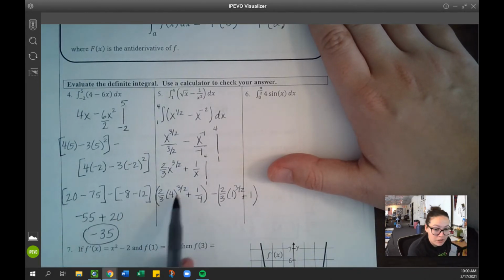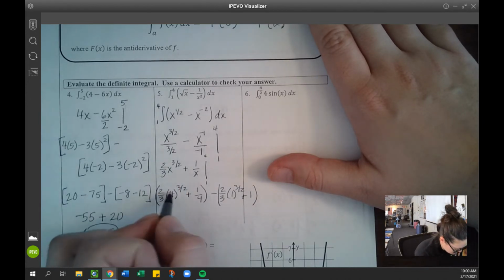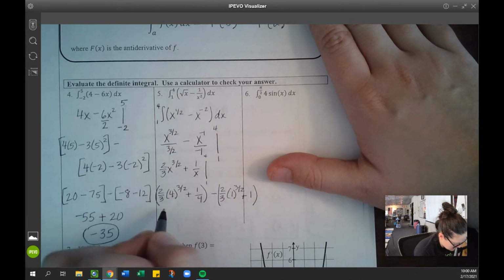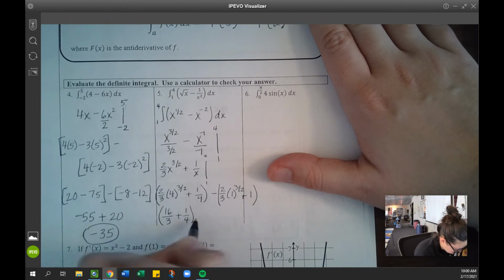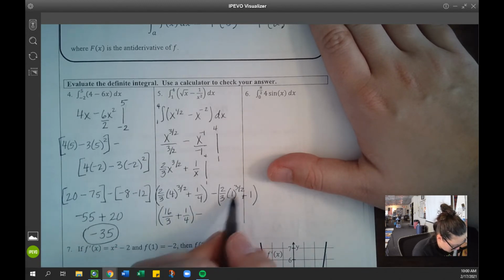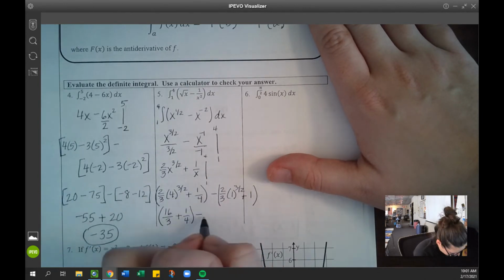All right, 4 to the 3/2. Square root of 4 is 2, and 2 cubed is 8. So that's really an 8. 2 times 8 is 16. So I have 16 over 3 minus 1 to any power is just 1. We like that. So this is 2/3 plus 1.